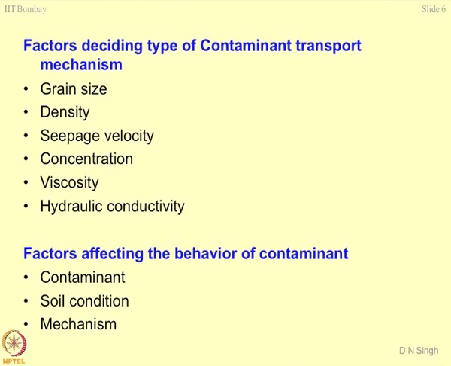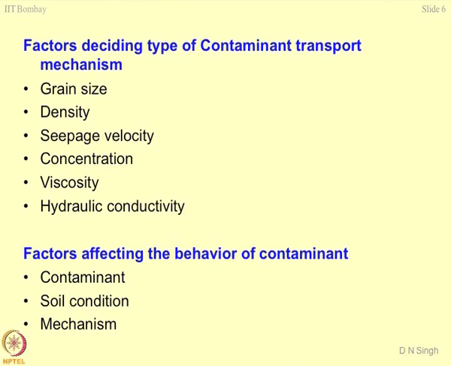Then comes factors affecting the behavior of contaminant. So, these are two different things. These parameters influence the mechanism. You agree? So, mechanisms are four: advection, diffusion, dispersion, and hydrodynamic dispersion. So, these are the parameters which are going to define what type of mechanism is going to prevail in a system. Now, the factors affecting the behavior of contaminant or the fate of contaminant.